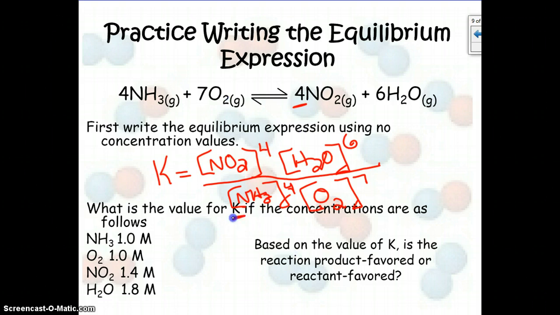Now it wants you to actually get the value for K. So you need to plug in all of the concentrations into this expression, and then you'd multiply the top and multiply the bottom. When I did all of that, I got a K value of 130. Based on that value, this is a large value of K. It's pretty big, 130, which means that it is product favored. We would see mostly reactants that had been converted to product at equilibrium.